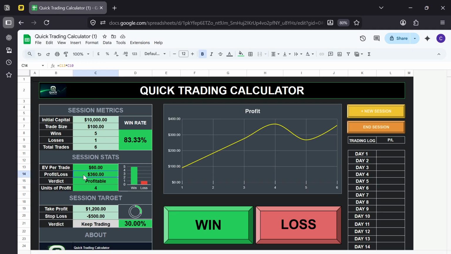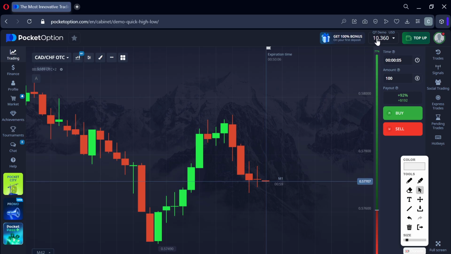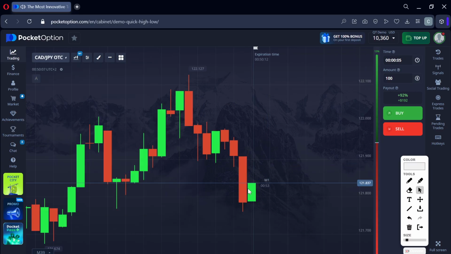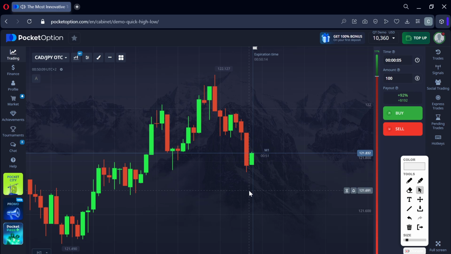According to the calculator, we are up $360, and you can see that the $360 of profit is accurately represented from our initial capital of $10,000. Adding the 360 onto our calculator has now moved it to 360. So it is an accurate calculator, and it is something that you should definitely consider.